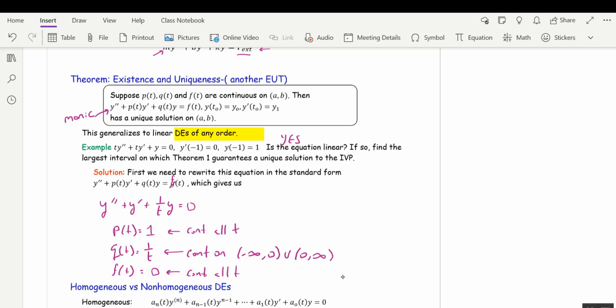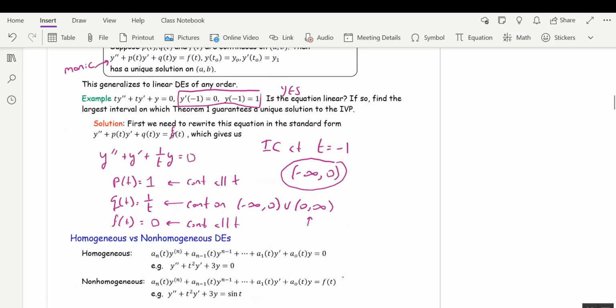So then we go up to the initial conditions. The initial conditions are given at t equal to -1. So we look at these intervals and say, okay, which one contains t equal -1? Well, the first one. So the theorem guarantees a unique solution on that interval.